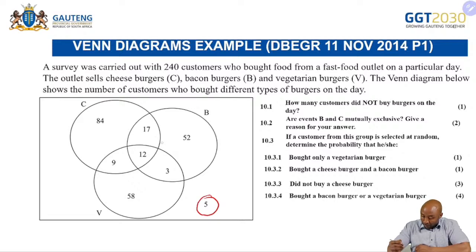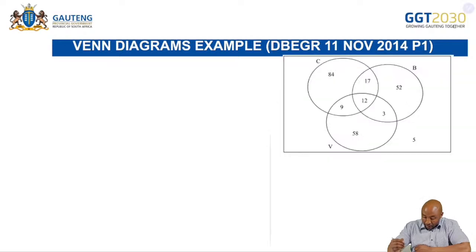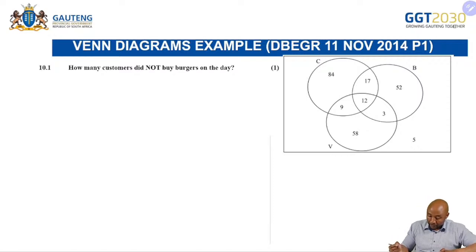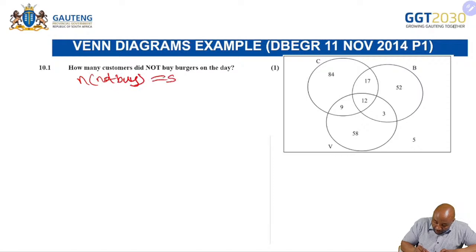And now let me move to the questions. Our Venn diagram is that side. How many customers did not buy burgers on the day? I've said number, not buy, is equal to 5. You are done. You get your mark. There are 5. You are picking it from the Venn diagram.